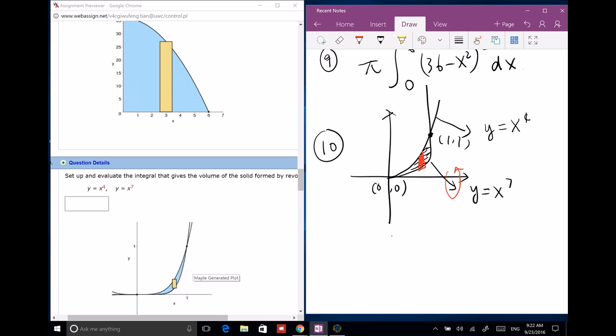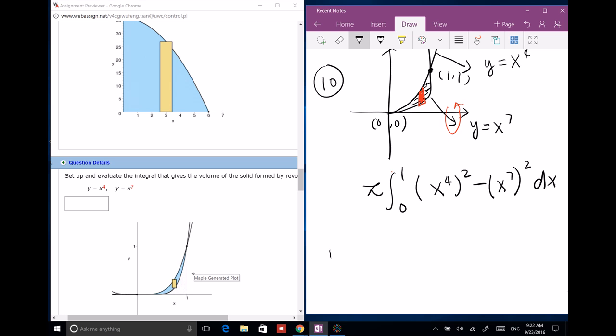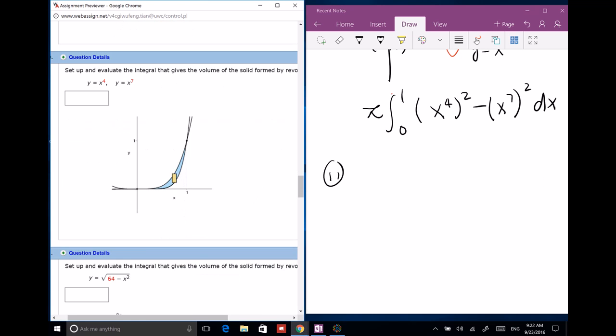So from 0 to 1, pi is out, and you do pi times big R squared minus small r squared. Big R squared is (x to the power 4) squared, minus the small one, (x to the power 7) squared, dx. Then this is just a simple polynomial function, so you can do that by yourself. And number 11.